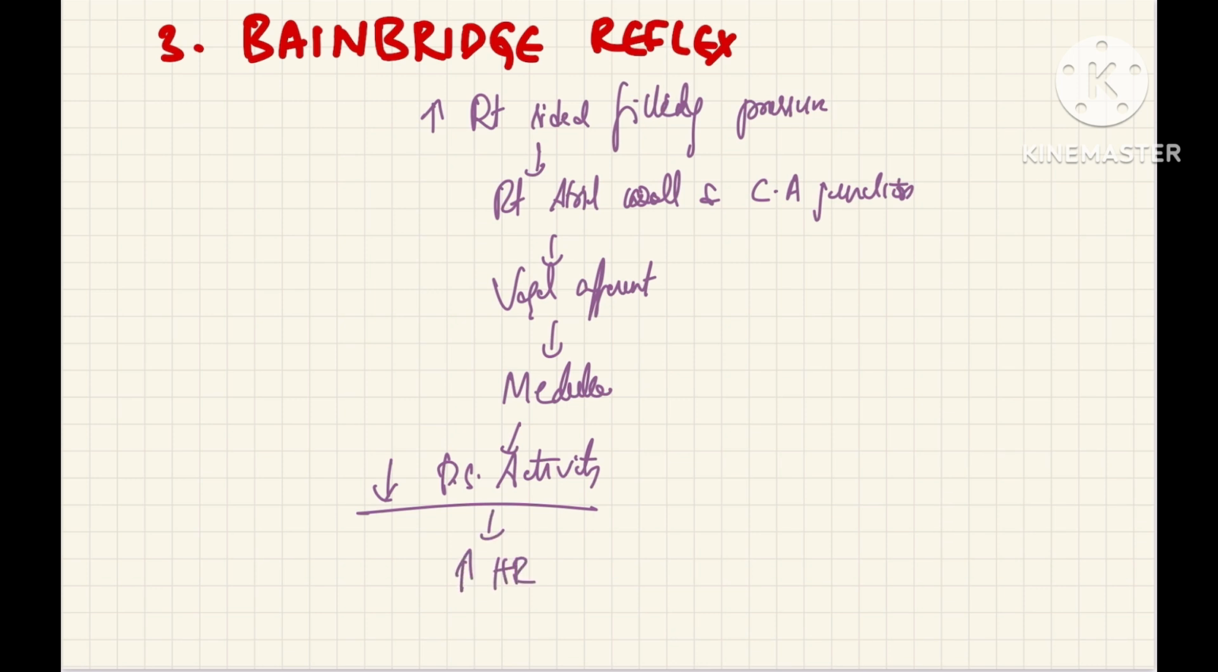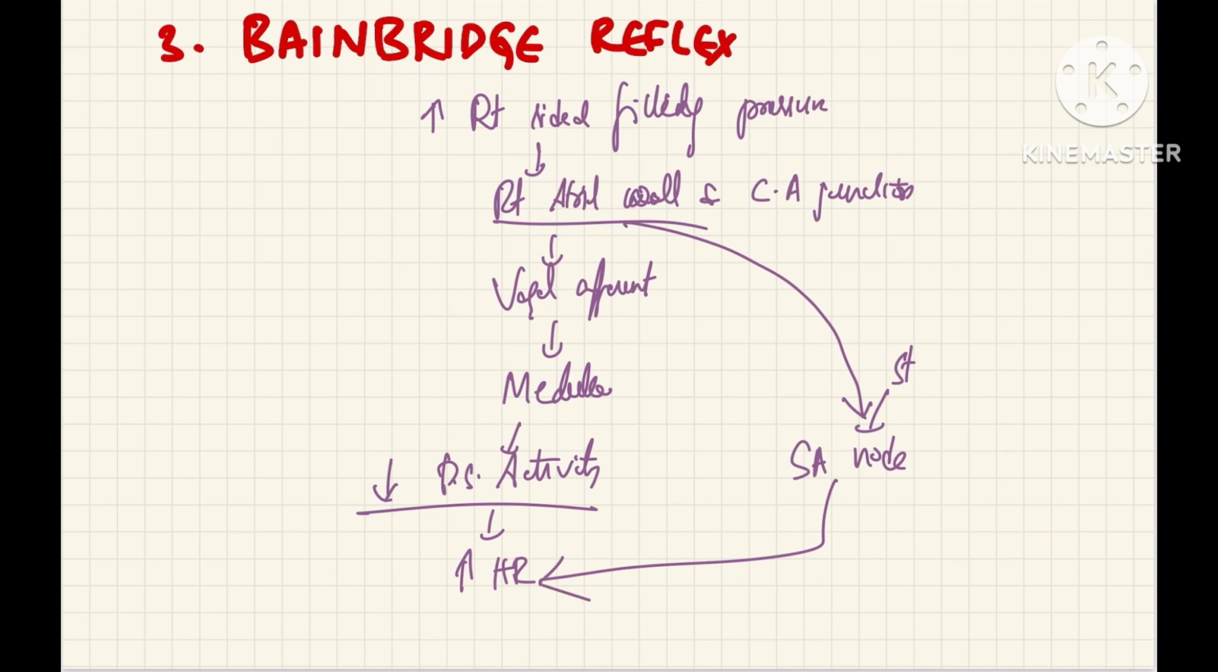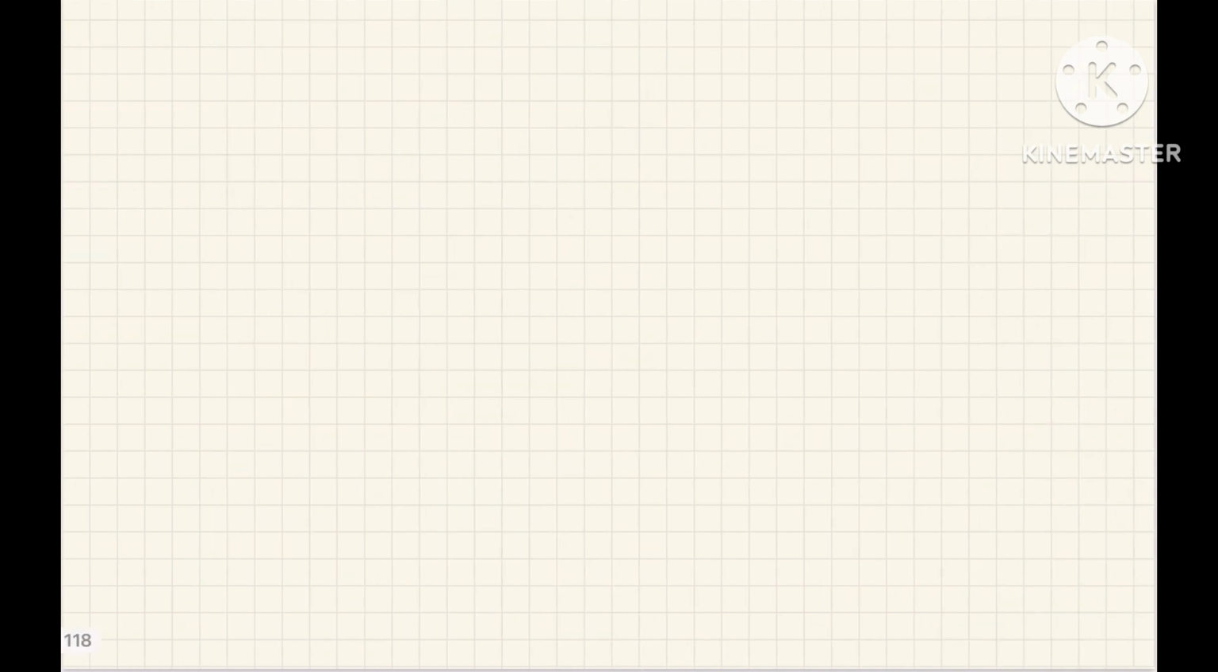And one more thing is the sinoatrial node. Because of stretching of the atrial wall, the SA node is also activated, and this also leads to an increase in the heart rate. Changes depend on the underlying heart rate before stimulation. This is the Bainbridge reflex. The fourth reflex is the Bezold-Jarisch reflex.